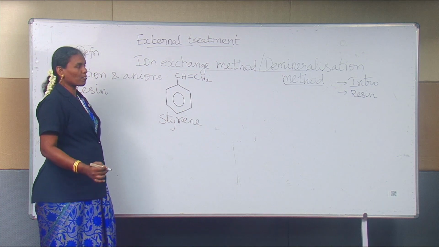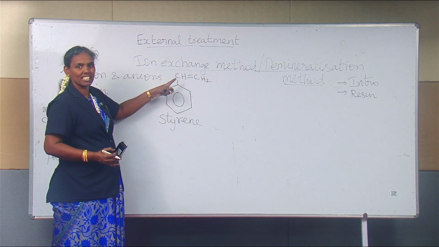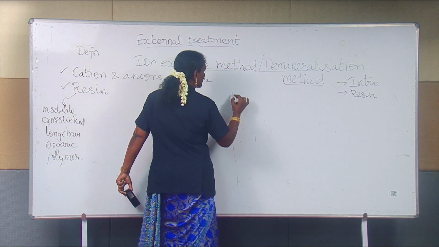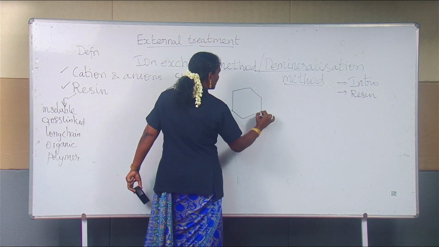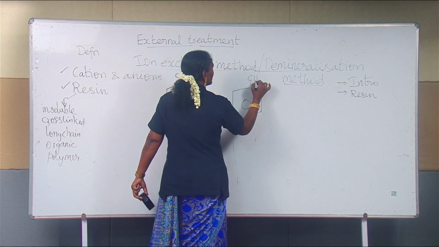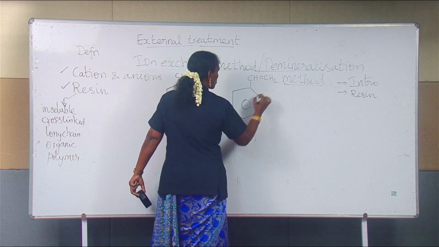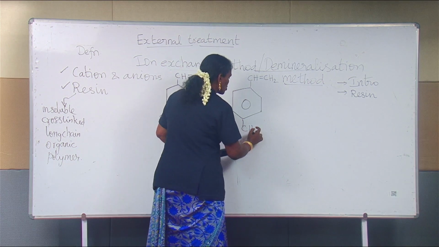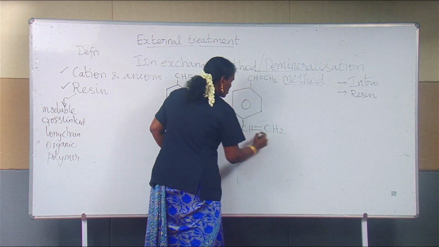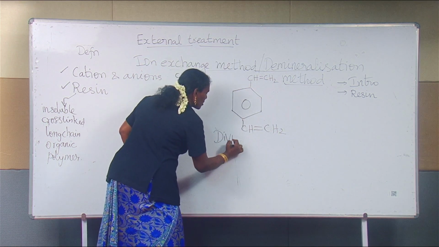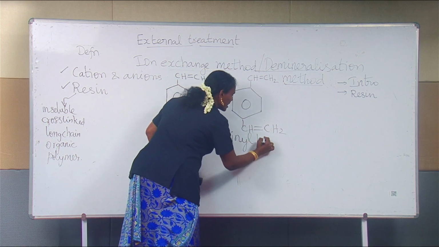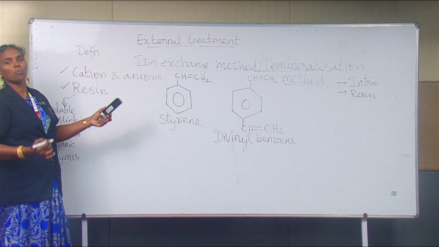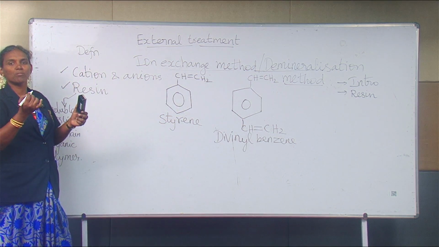Then the next one, only one vinyl group present in the benzene ring is called styrene. Suppose two vinyl groups are present: one vinyl group at the top and another at the para position, CH double bond CH2. That is called divinyl benzene. So these two monomers undergo the copolymerization process and form a polymer.